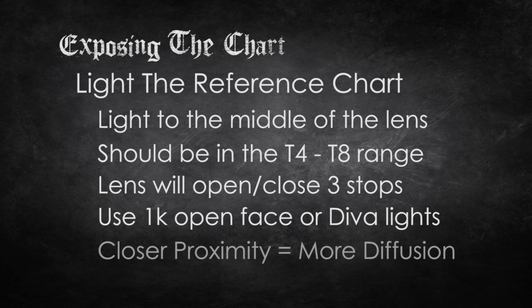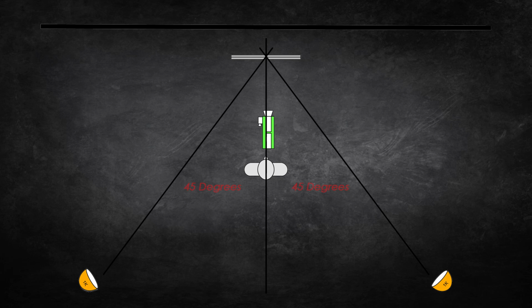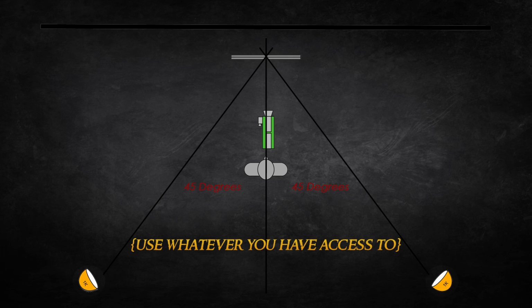The closer the lights are to the chart, the more you're going to have to diffuse them to prevent any hot spots on the chart. So back the lights up as far as possible. Here's an overhead diagram of the lighting setup that I use to create my profiles. As you can see here, the lights are placed about 45 degrees off axis from the camera, and they're about the same height as the chart. I used 2 Arri 1K open face lights in this example, but I've also used Kinos, Tweenies, and LEDs.